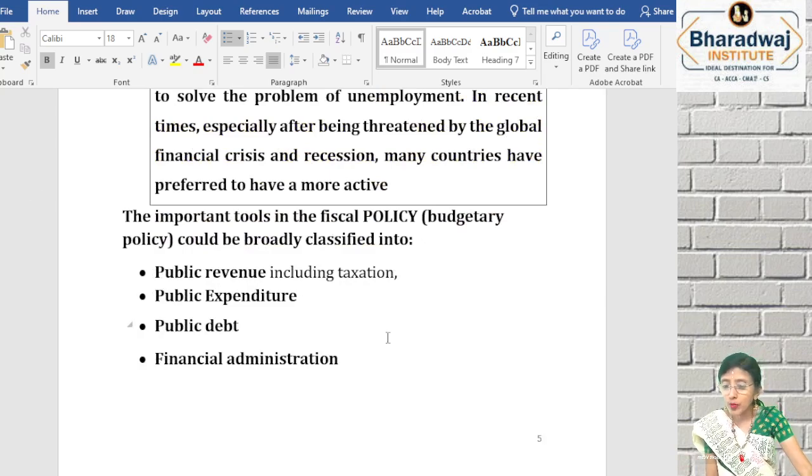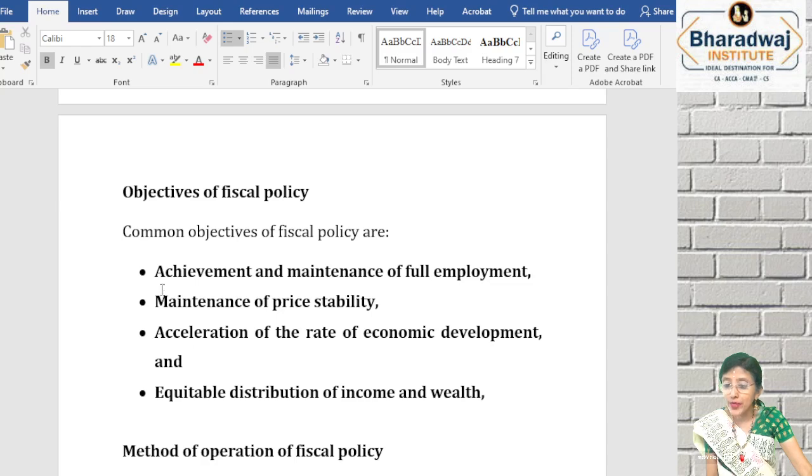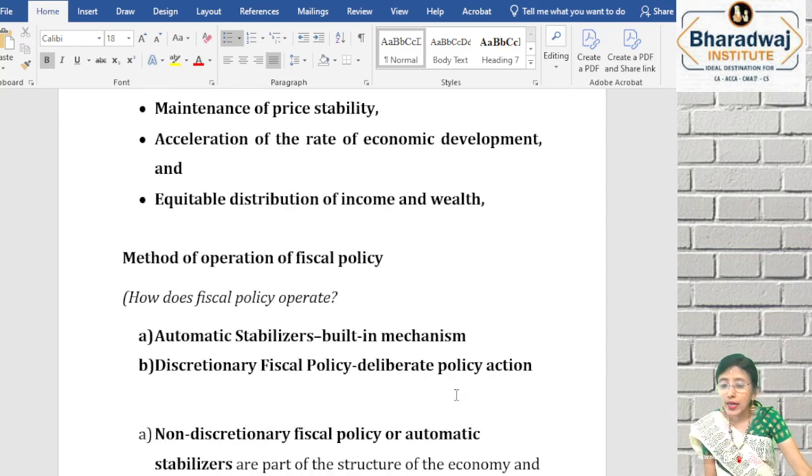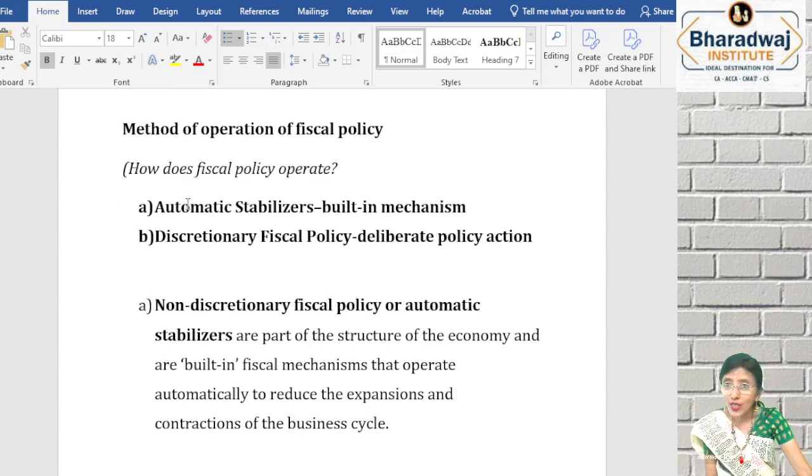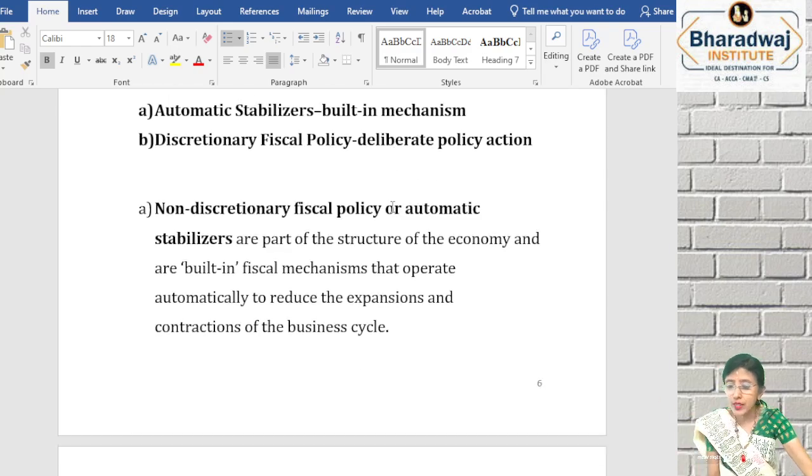Now, fiscal policy instruments are given to you. Objectives of fiscal policy. See, these are very, very important. The four important ones are full employment, price stability, rate of economic development, and equitable distribution, right? And then what is the modus operandi, or method of operation? Automatic stabilizers, an inbuilt mechanism. Discretionary fiscal policy: here you have to remember the formula C plus I plus G plus X minus M. Here automatically it will happen. That is what we studied.